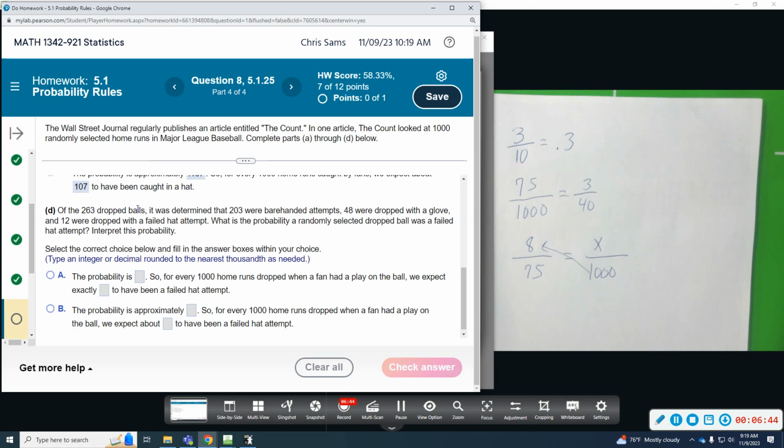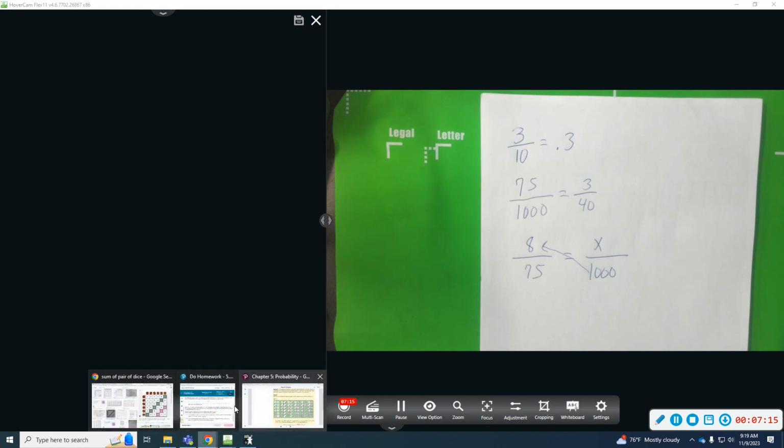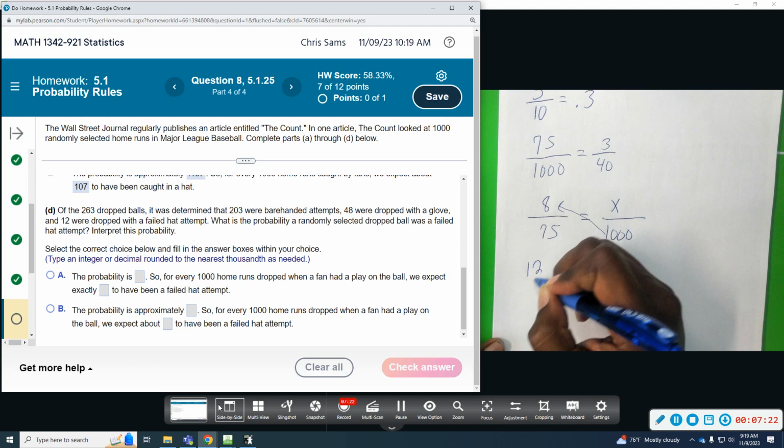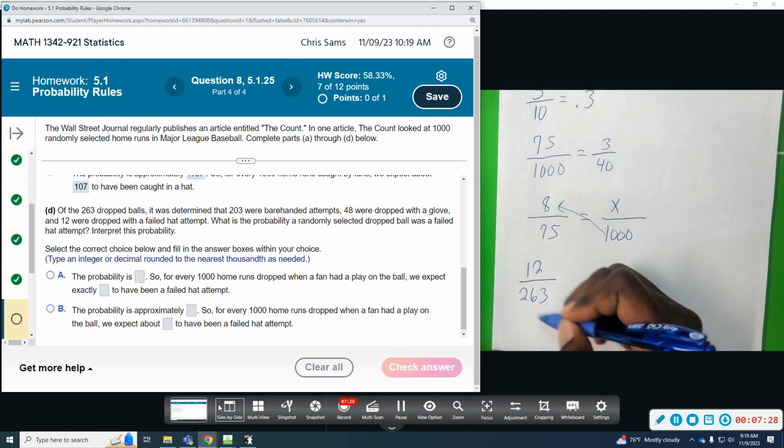So of the 263 dropped, it was determined that 203 were bare hand attempts, 48 were dropped with a glove, and 12 were dropped with a failed attempt. So we're focusing on the drop. What is the probability a randomly selected drop ball was failed with a hat attempt? So we dropped the ball, 12 were dropped with a hat. So it's saying out of the drop balls, 12 were dropped with a hat. So we're going to do 12 out of 263 that were dropped. So this will give us our probability of being dropped with a hat.